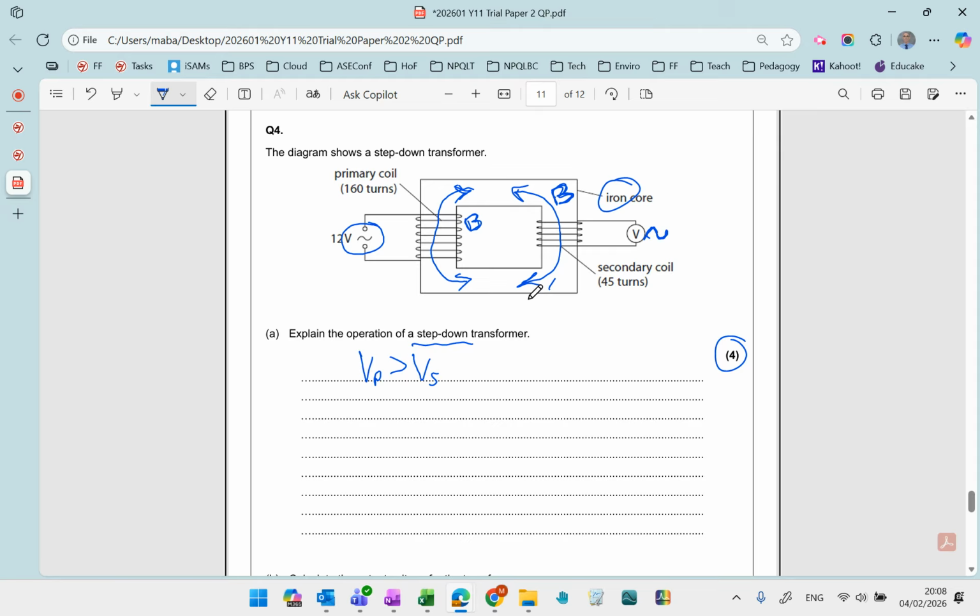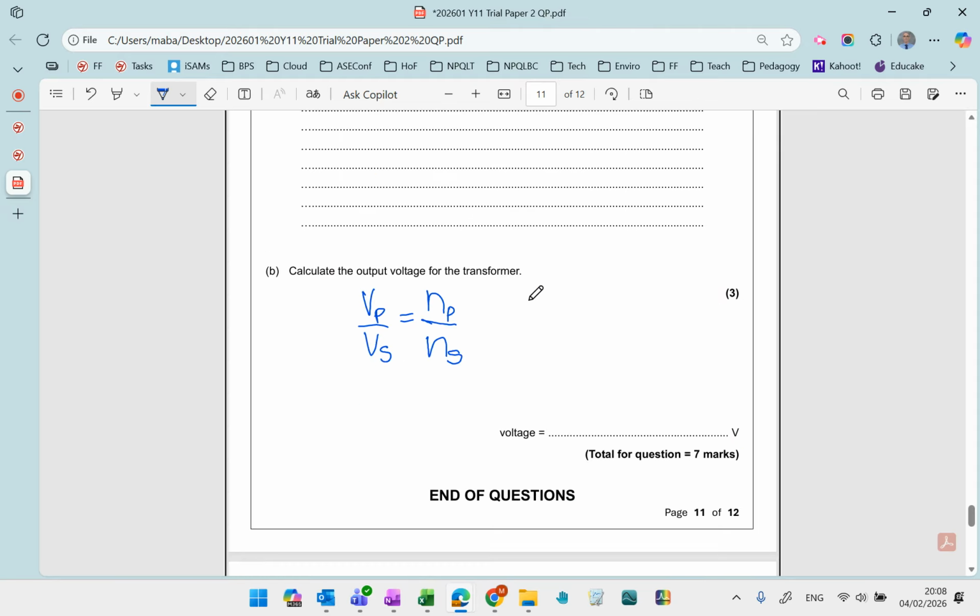And then what have we got? 160 and 45. So 160 over 45. And then you've got 12 here, and Vs there, and you just do a bit of cross multiplication, and that should get you a voltage in the secondary coil of 3.4 volts. Great, and that's the end of paper 2.